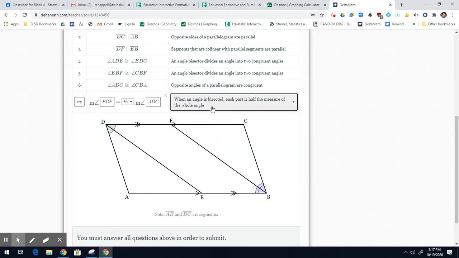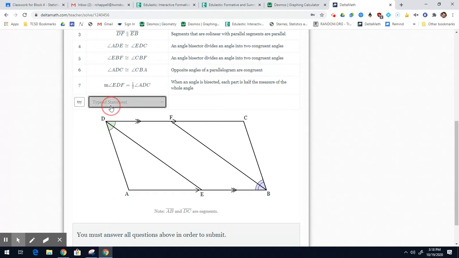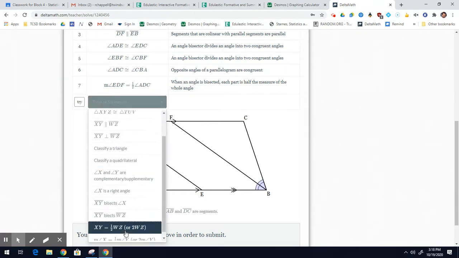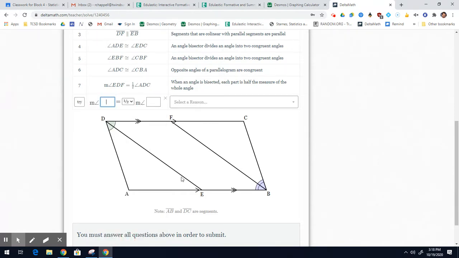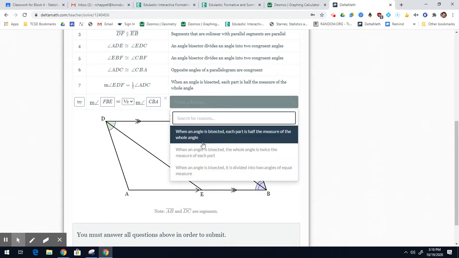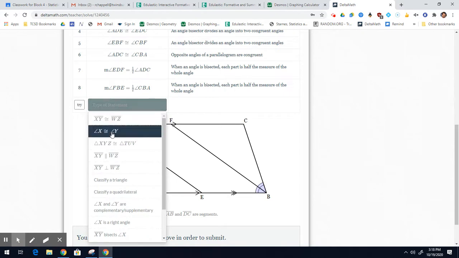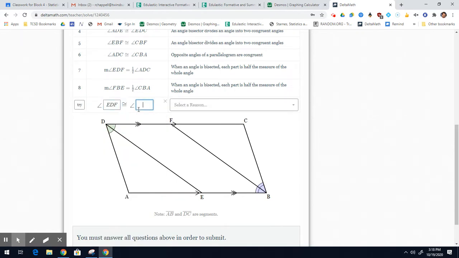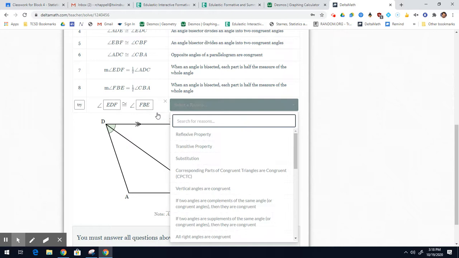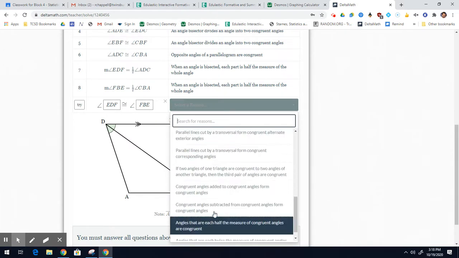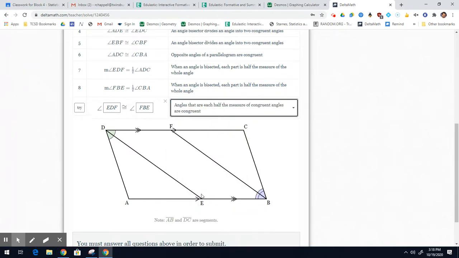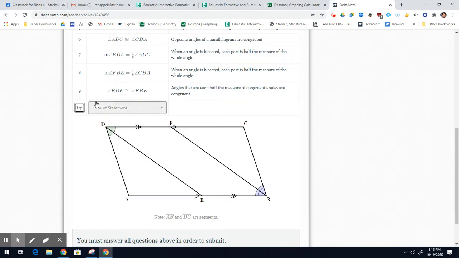Yep, so when an angle is bisected, each part is half, okay? Same thing down here with FBE. So FBE is going to be half of CBA. Same reason, bisected half. So now I can say that EDF and FBE are congruent. So angle EDF and angle FBE are congruent because they are each half of congruent angles. Angles that are each half the measure of congruent angles are congruent. Okay, great. So I have these two angles congruent. So how is that going to help me?